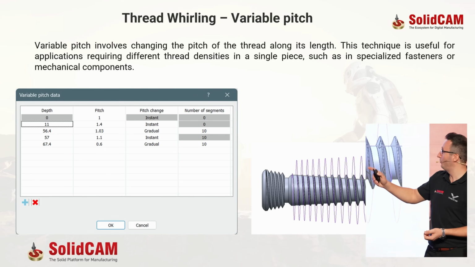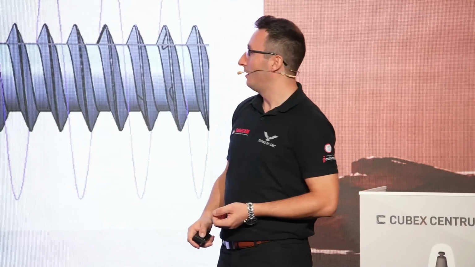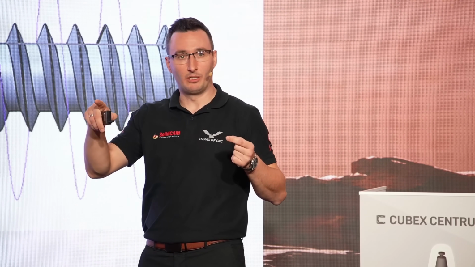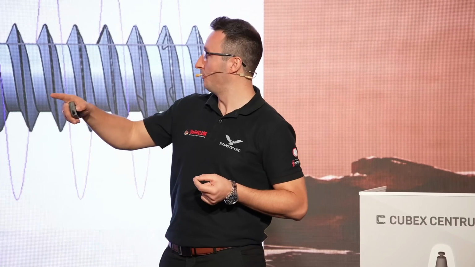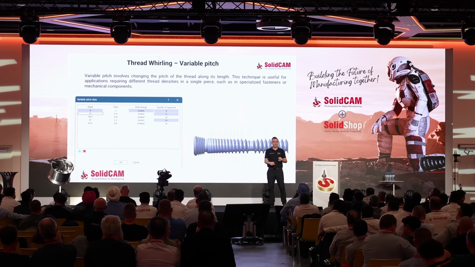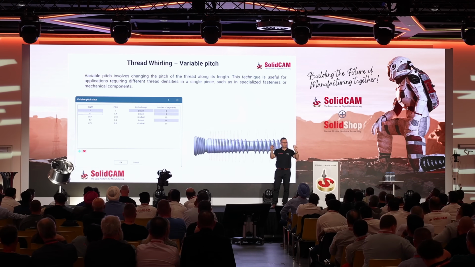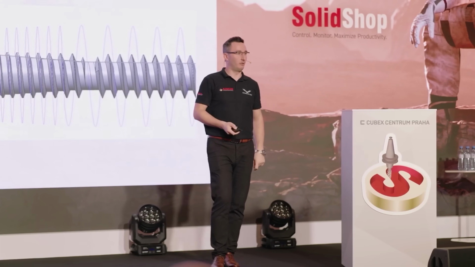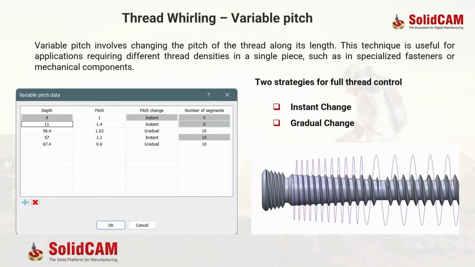We provide two different inputs for how the pitch changes. There is the instant, when the feed goes from one point to another. There is one feed, and then it goes with another. And there's also gradual. When gradual is checked, you will see there is the number of segments. So going from point 1 to point 2, we will change the feed in 10 segments and automatically calculate it for you. So we have this instant change and gradual change. We support both.